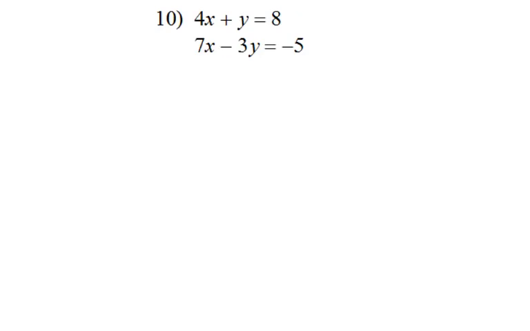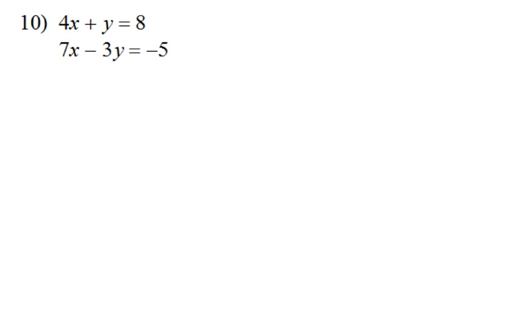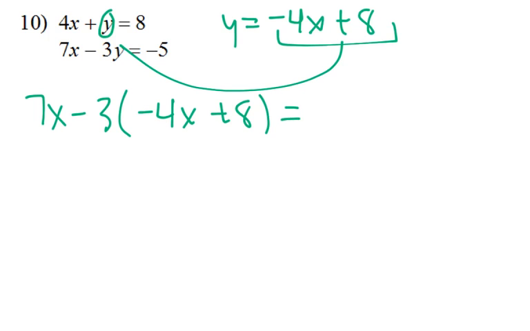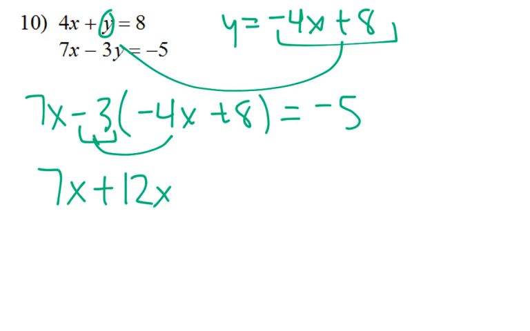Alright, last problem here. So I'm going to solve for this y, so I'd subtract 4x, get y equals negative 4x plus 8. Now I can replace the y with that whole piece. So 7x minus 3 times negative 4x plus 8. Remember, because you're doing a lot of distribution property, remember that minus 3 is like a negative 3. So it's going to affect our answers when we multiply.